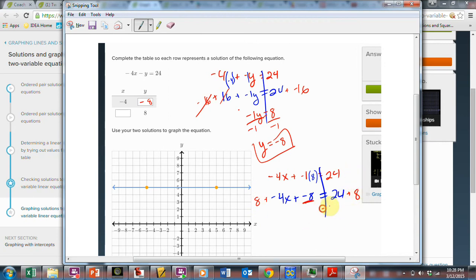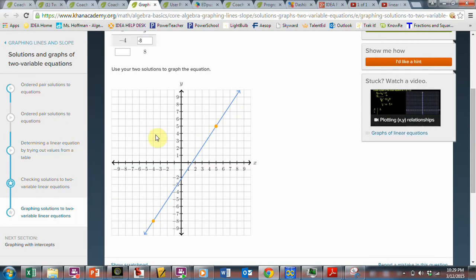24 plus 8 will give me 32. And -8 and +8 will add to 0, and I'll be left with -4x. Now I'll divide both sides by -4. And I'll be left with x equals -8. So when x is -8, y is 8. -8 is the x coordinate, and 8 is the y coordinate.